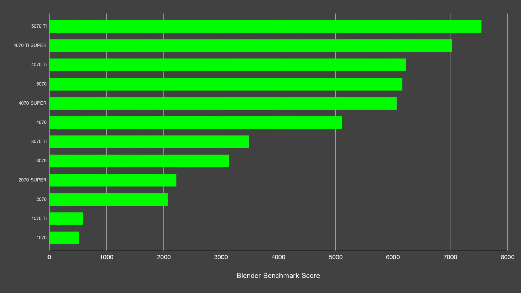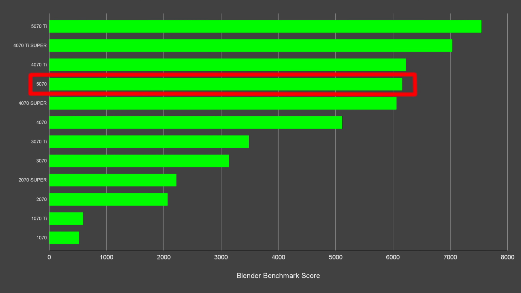Now let's see how the new up-to-date figures stack up against the previous generations. Looking just at the 70 class cards, you can clearly see here that the 5070 slots really neatly between the 4070 Super and the 4070 Ti.